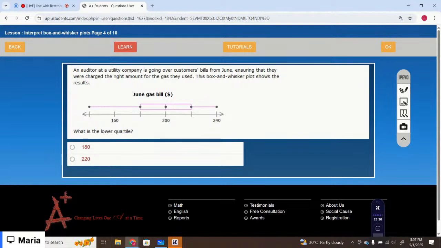An auditor at a utility company is going over customers' bills from June, ensuring that they were charged the right amount for the gas they used. This box and whisker plot shows the result. What is the lower quartile?